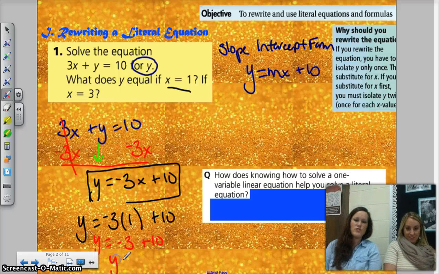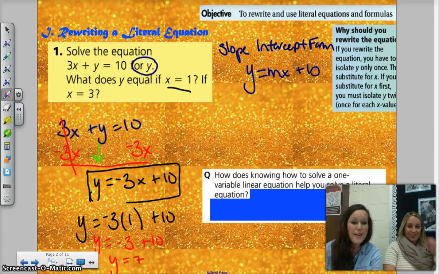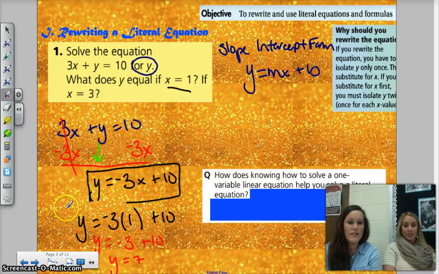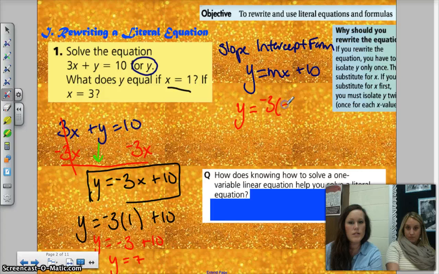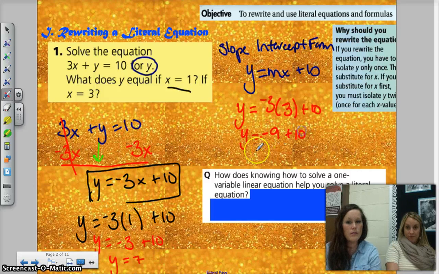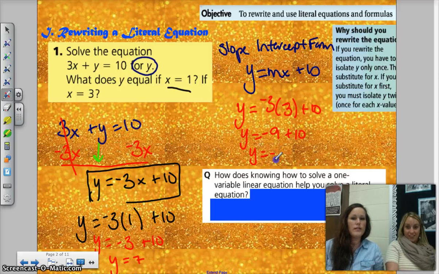Those are fancy fingers. And y equals? Now it's 7. But there's no x. So y is 7. Then you do the same thing for 3. Y equals negative 3 times 3 plus 10. Y equals negative 9 plus 10. Y equals 1. Negative 1. No, positive 1.